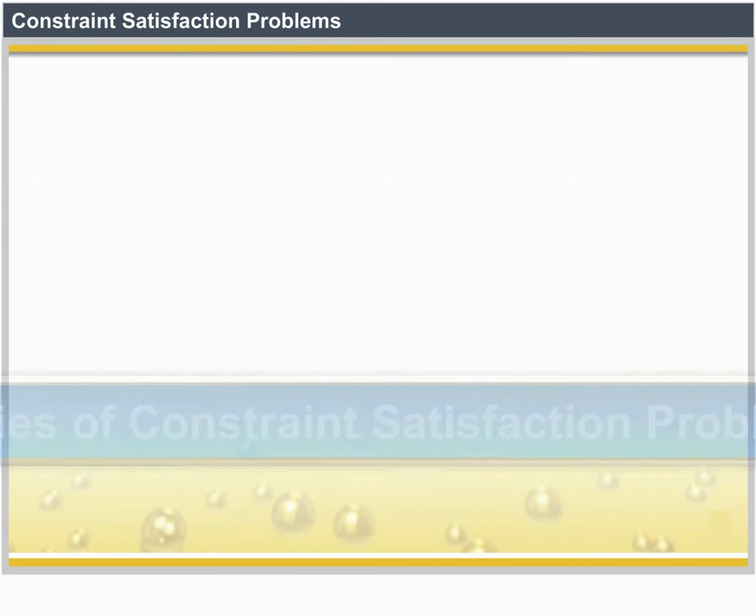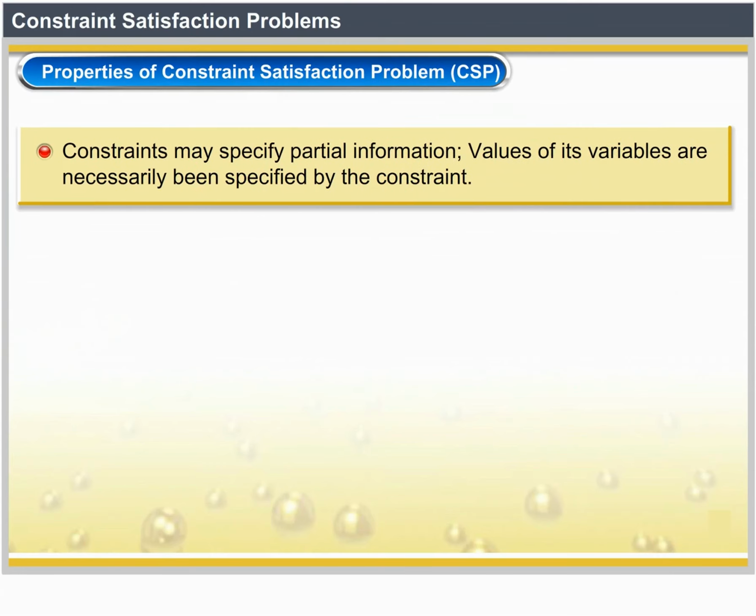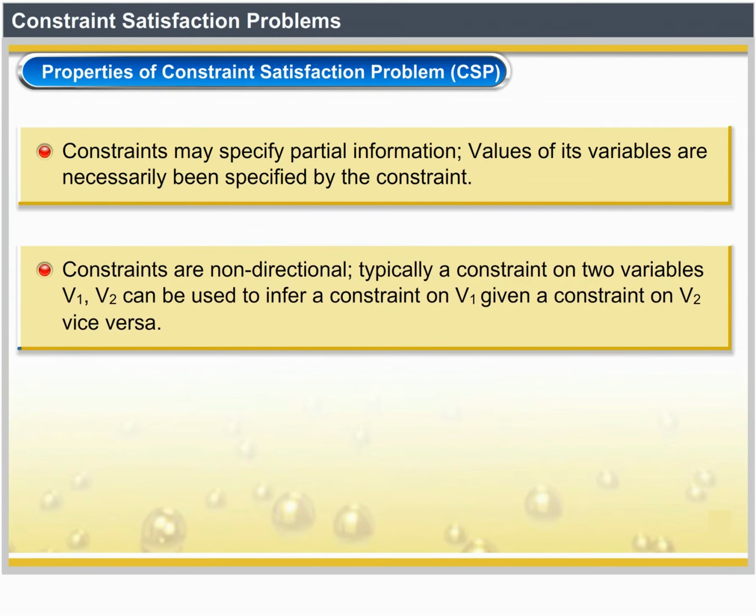Properties of constraint satisfaction problems. Constraints may specify partial information; the values of its variables are not necessarily specified by the constraint. Constraints are non-directional. Typically, a constraint on two variables V1, V2 can be used to infer a constraint on V1 given a constraint on V2, and vice versa.